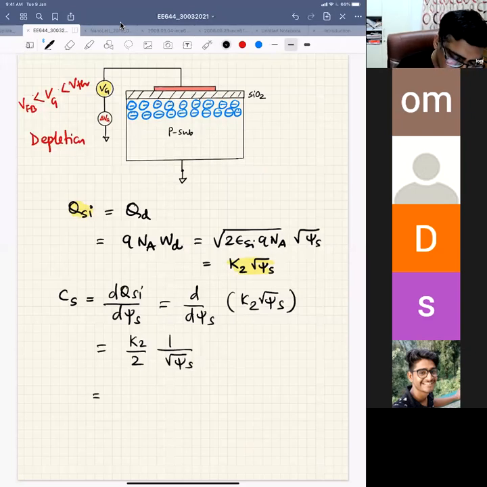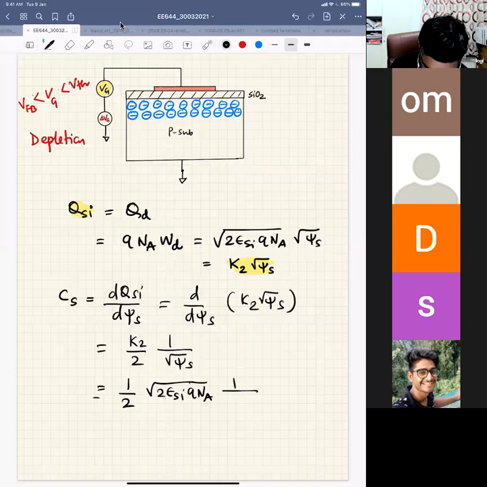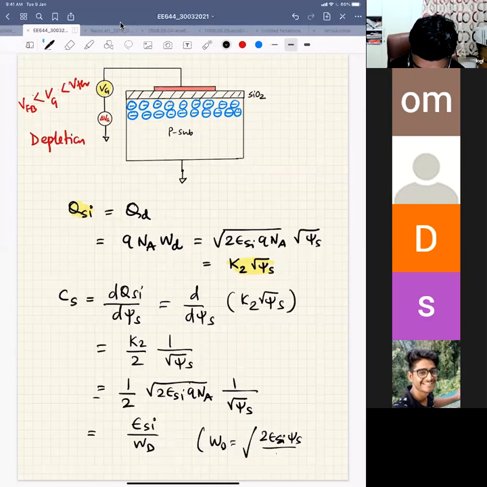And so basically, this K2, if I expand it, is root over 2 epsilon Si q NA, times 1 by root over psi s. So if you do that math, this will be epsilon Si by WD, and your depletion width WD is nothing but root over 2 epsilon Si psi s by q NA. I'll not do this math, you could figure it out, right?